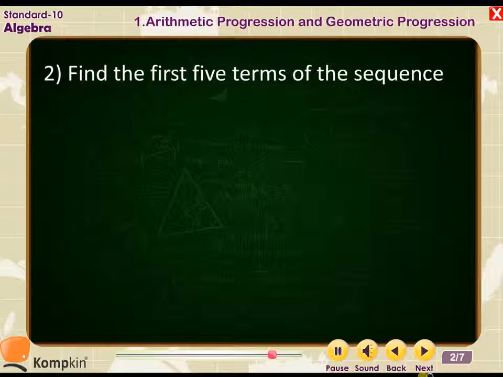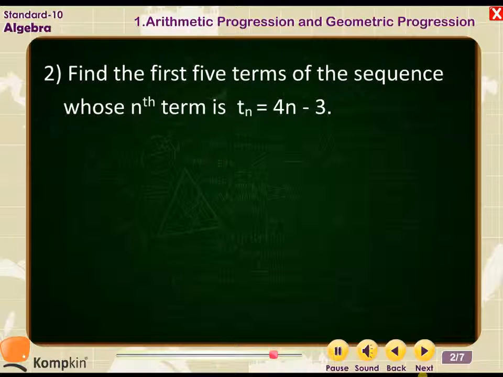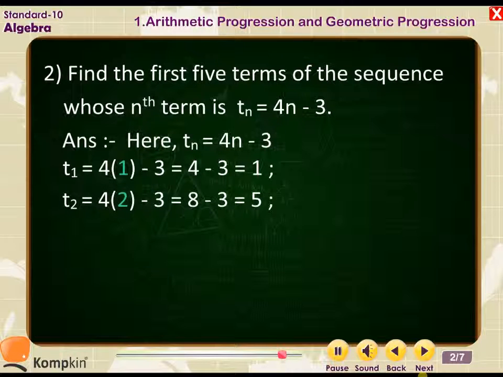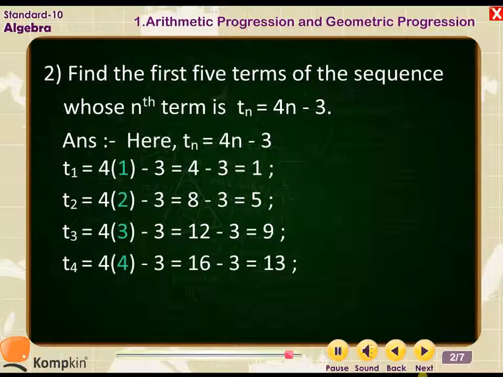2. Find the first five terms of the sequence whose nth term is Tn is equal to 4n minus 3. Answer. Here Tn is equal to 4n minus 3. T1 is equal to 4 into 1 minus 3, which is 4 minus 3, which is 1. T2 is equal to 4 into 2 minus 3, which is 8 minus 3, which is 5. T3 is equal to 4 into 3 minus 3, which is 12 minus 3, which is 9.